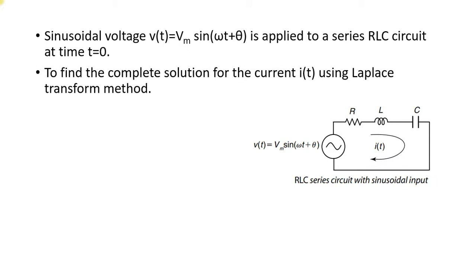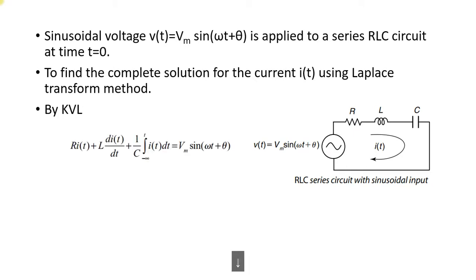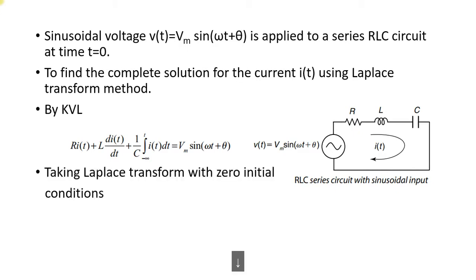Before entering into that, we write the loop equation for the corresponding circuit. According to the loop equation, my input voltage v(t), which is Vm sin(omega t plus theta), is equal to R into i(t) plus L di/dt plus 1/C integral of i(t) dt. In this problem, I consider the initial conditions to be 0, so the initial voltage across the capacitor and the initial current through the inductor are taken as 0.